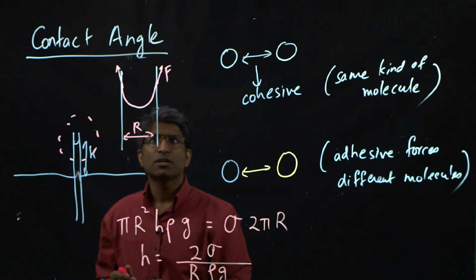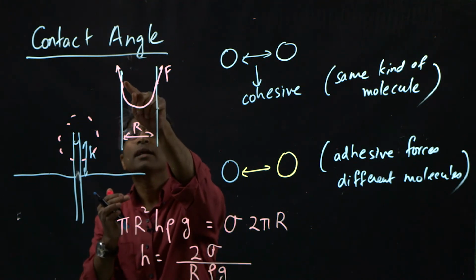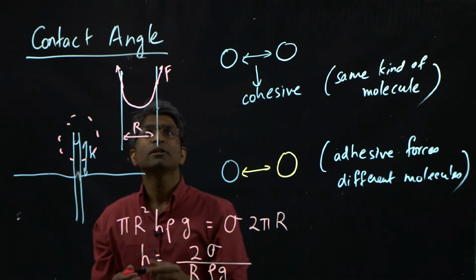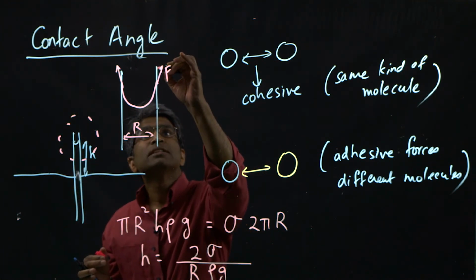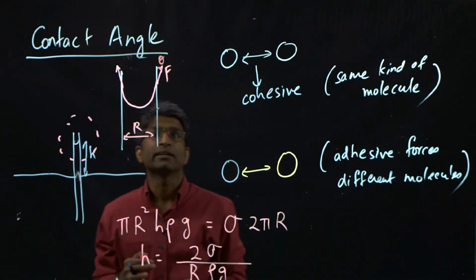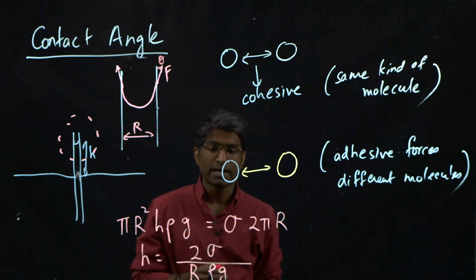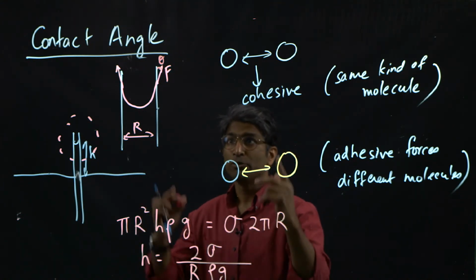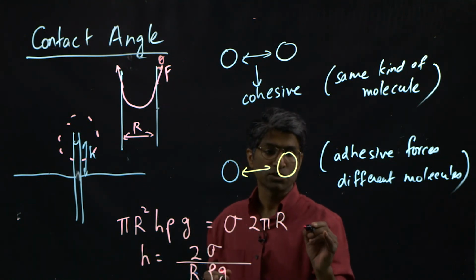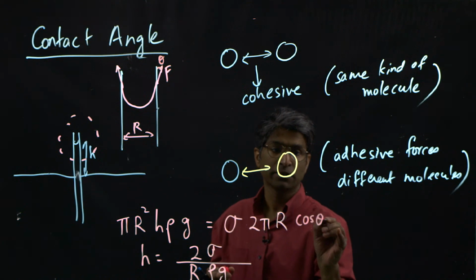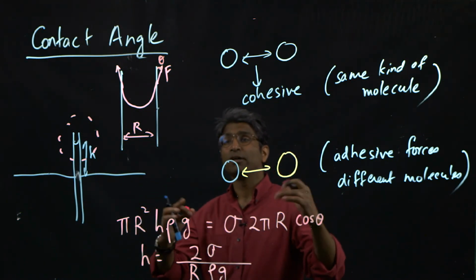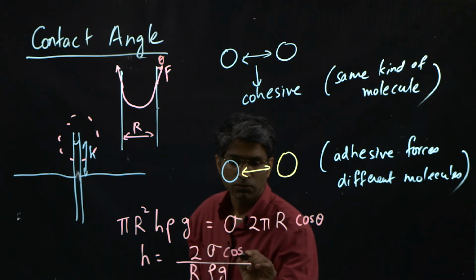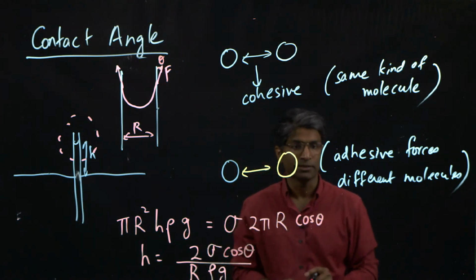This analysis assumed that the contact line here is perfectly tangential. Often the case is that there's actually an angle here, theta, at which that contact line lies. And so instead of sigma times 2 pi r, if we were taking just the vertical component, we would replace this with sigma 2 pi r times cosine theta to reflect that we are balancing forces in the vertical direction. And so in that case, we would get a term cosine theta there.